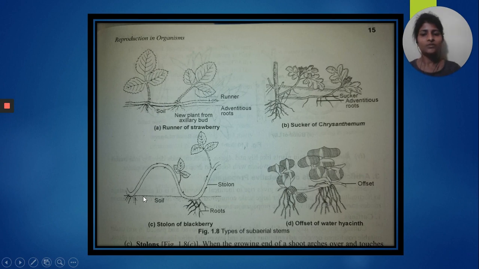You can see here in the diagram, it is a stolon of blackberry. It forms a loop over the surface of soil, and whenever these loops touch the ground it forms adventitious roots, and if we detach this plant from this side it can grow as a new plant. So that is the example of a stolon which is found in blackberry.